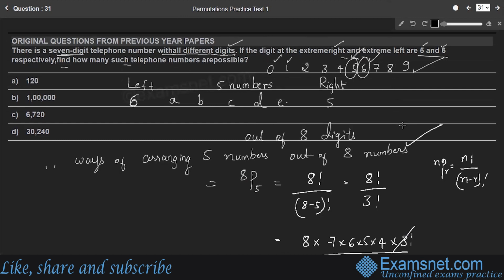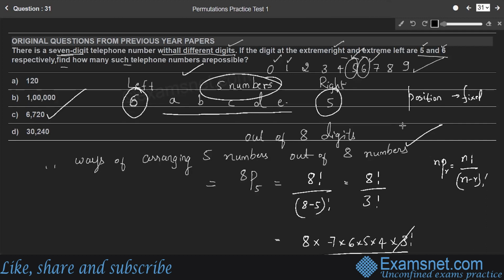Therefore, look at the options. Option C is the right answer. I'll repeat once again, students. So here is a 7-digit telephone number. In that, 2 digits are already given and their positions are fixed, right? The positions of 2 digits are fixed. Therefore, in between 5 and 6, there are 5 numbers.